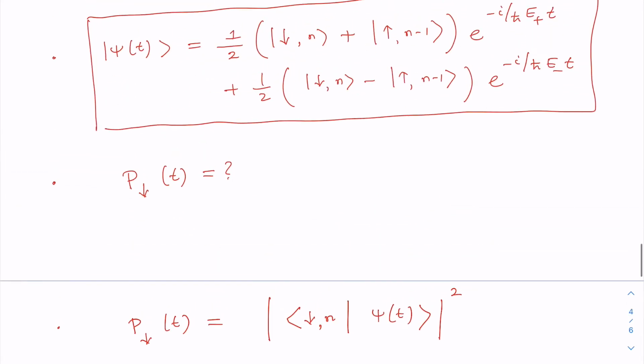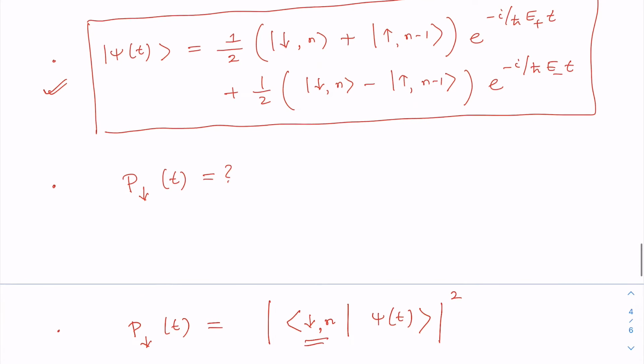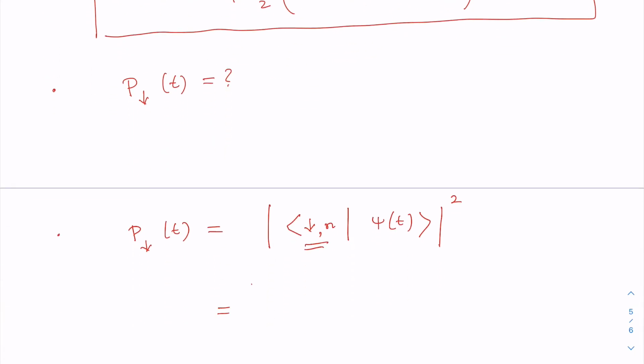Now psi of t we have worked out, so you just take the scalar product of psi of t with this state. From this expression I think you can easily work it out. So let us do it. If you do that, you will immediately see that inside this bracket you are going to get 2 in the denominator, and in the numerator you will have e to the power minus I by h cross E plus t plus e to the power minus I by h cross E minus t, mod square.